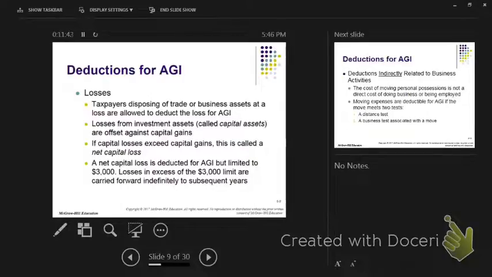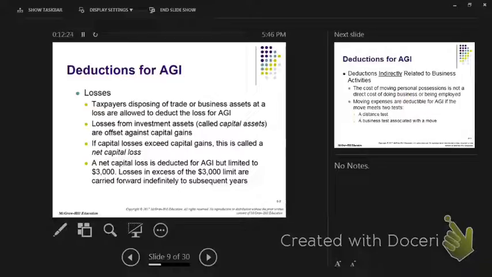Okay, now these deductions, the one thing, especially with the business income, we got to remember, and we already talked about this a little bit, a business can do very bad, but the most we can ever deduct when we're looking at things, taxpayers disposing of trade or business, they're allowed to deduct a loss for AGI. Losses in investment, or capital assets, are offset against the gains. We talked about that. A net capital loss is deducted, but never to exceed $3,000. So when we look at line 13, capital losses cannot exceed the $3,000, which we did talk about. We can carry those forward indefinitely.